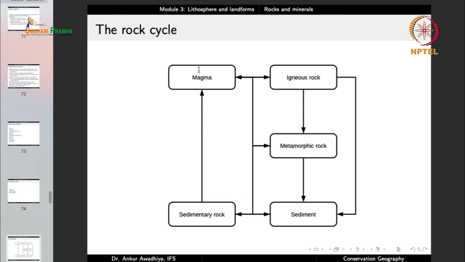The metamorphic and sedimentary rocks can form magma if they move down and are heated, and then this magma can result in an igneous rock. And the metamorphic rock can form sediments, and it can result in a sedimentary rock. So we have all different kinds of movements between these different rock families.